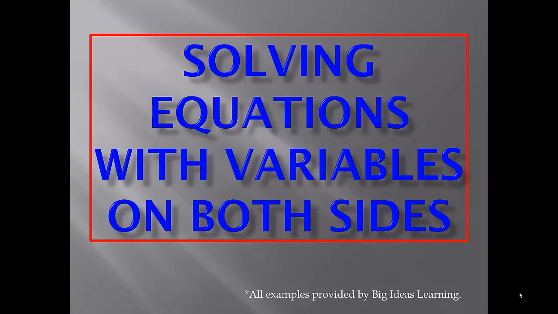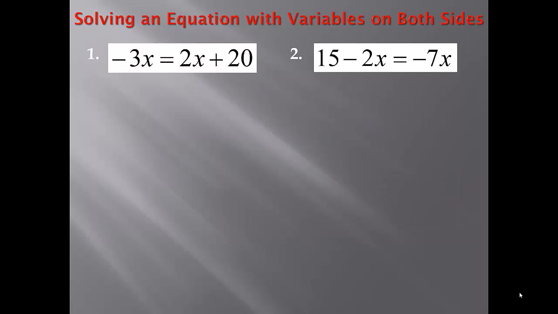This lesson is on solving equations with variables on both sides. First, we're looking at solving an equation with variables on both sides. So for number 1, we have negative 3x equals 2x plus 20.